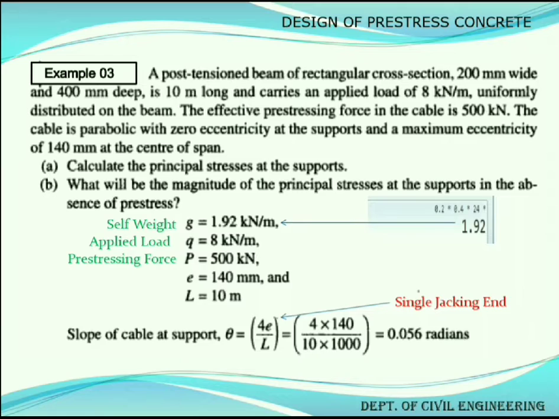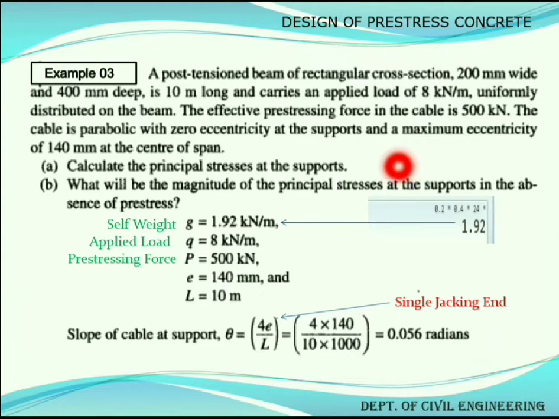In this, we have taken a post-tension beam of rectangular cross section 200 by 400. Length is 10 meters. It carries an applied load of 8 kilonewton per meter, which is UDL. Effective pre-stressing force in the cable is 500 kilonewton and the cable is parabolic with 0 eccentricity. E is 0 at the supports, and maximum eccentricity at the center is 140.